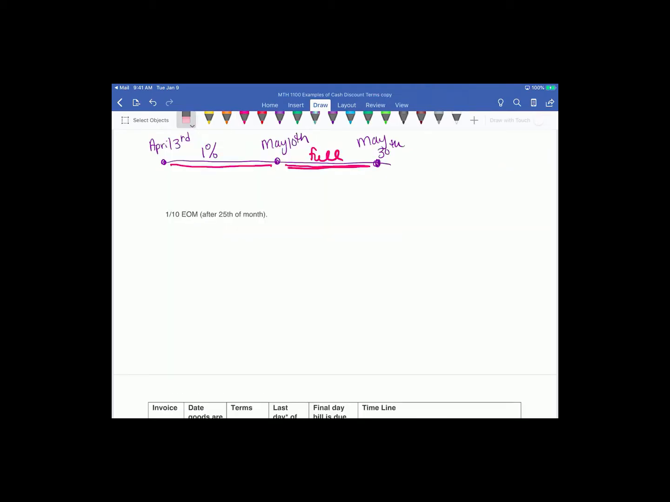So if we're using the end of month rules, but the invoice date is after the 25th of the month, so let's say April 27th. The 27th is after the 25th. So the only difference between this and the previous example, instead of going out to the 10th day of the first month or the next month, you go out the 10th day of the second month.